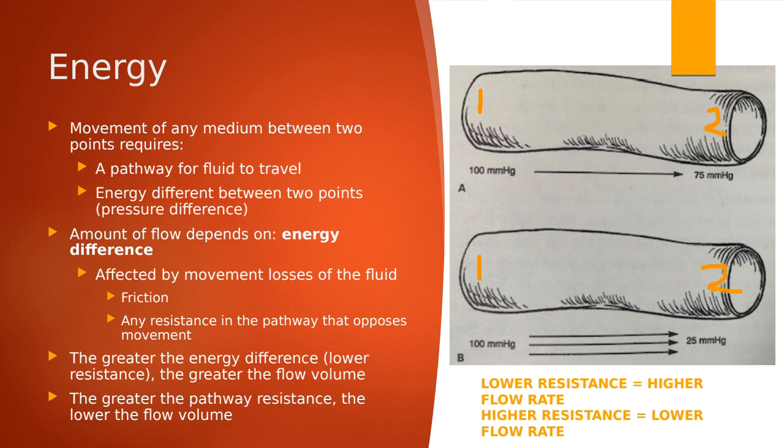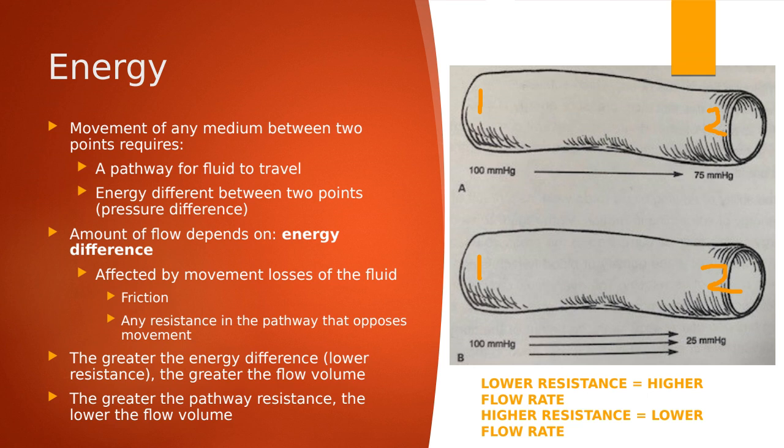The starting point of example A, the energy difference there is 25 millimeters of mercury, right? So it's going from a location of 100 millimeters of mercury to 75. So there's an energy difference. We know we're going to get movement of flow.